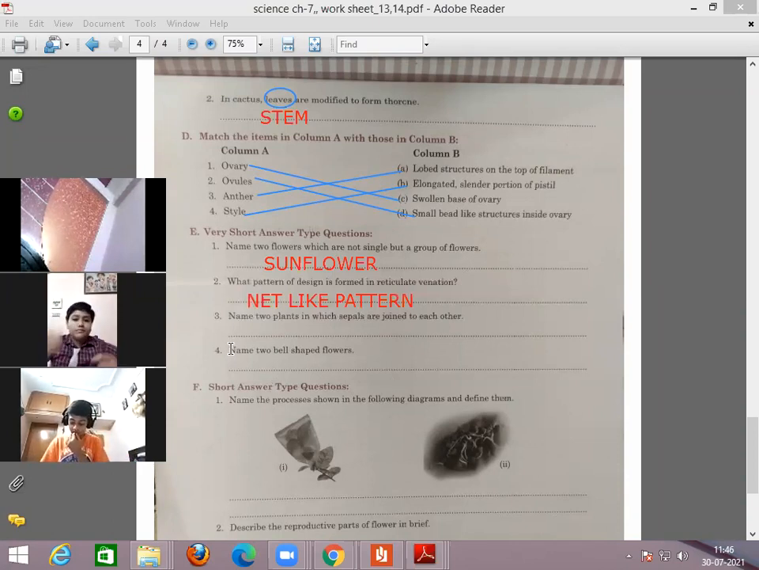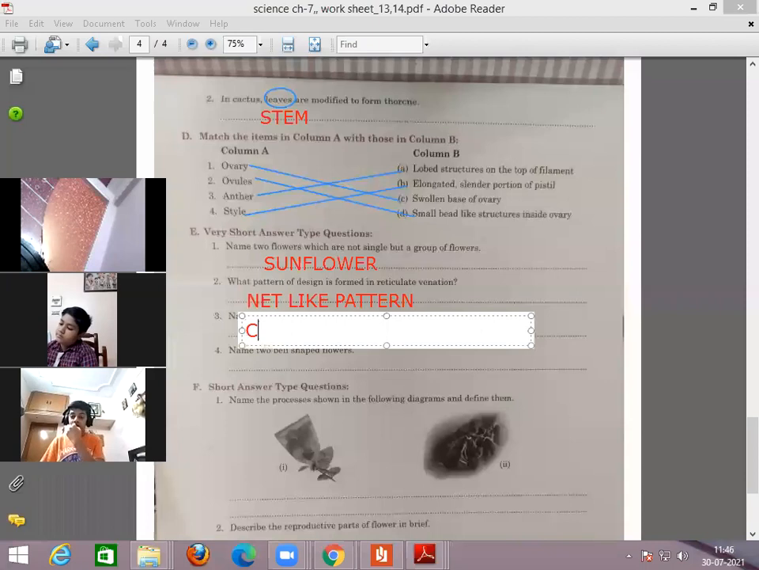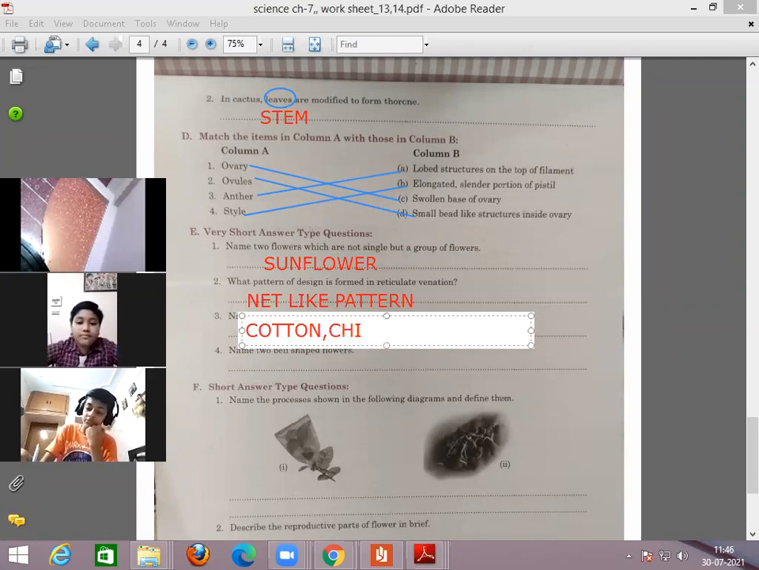Name two plants in which sepals are joined to each other. So write down, children. Even in cotton plant, if you have seen, in cotton and in hibiscus, which you call China rose, you can write down China rose.